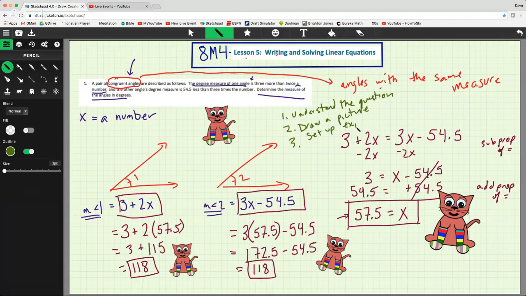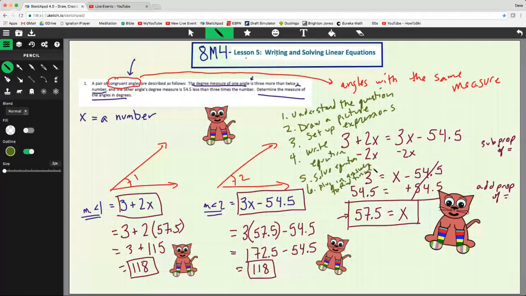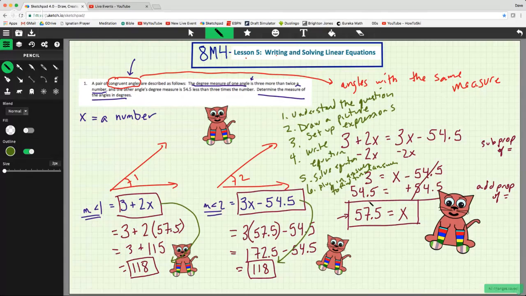Or set up expressions. We had to write our expressions here. This is step 3. And then we had to write an equation. Right? We had to write our equation right here. 5, we had to solve the equation. Then we had to go back and plug in the answer to find the final answer. Right? We had to take this x here. This wasn't the final answer, and we had to plug it in to get to our 118. So this was a lot.